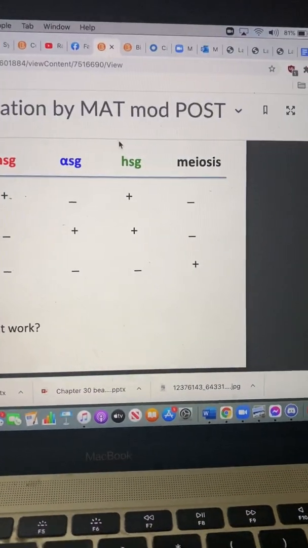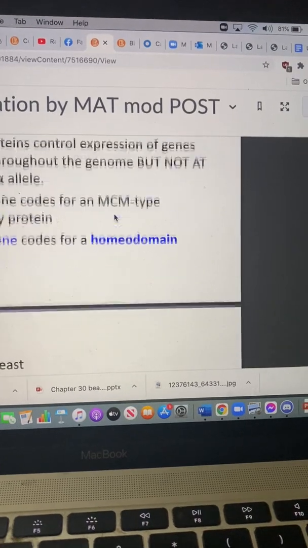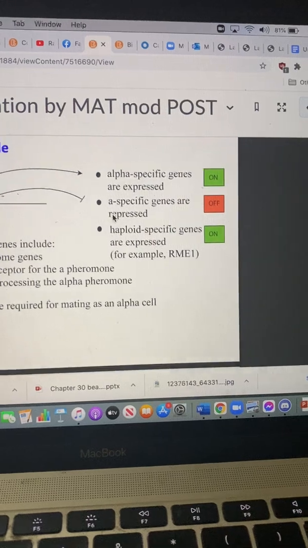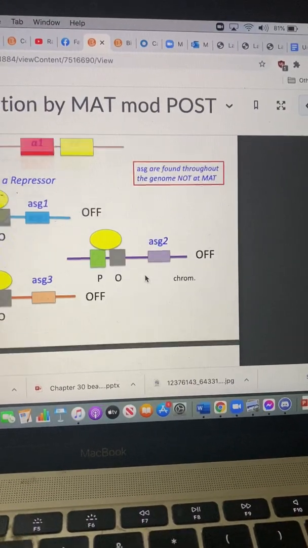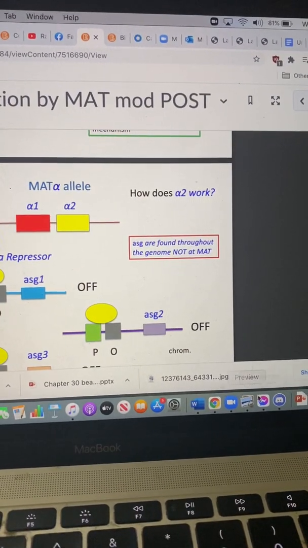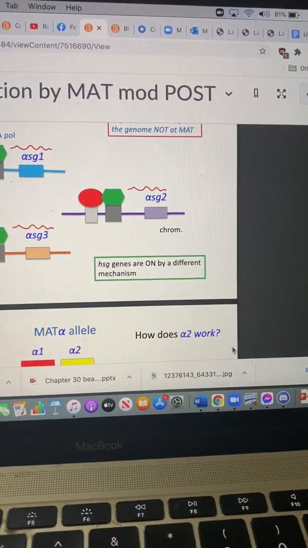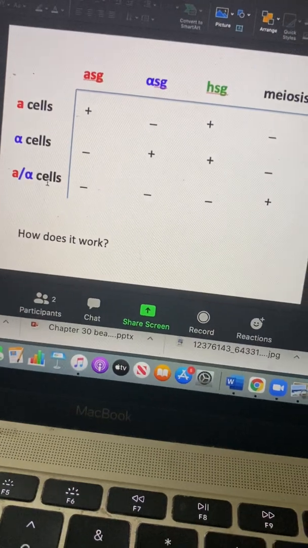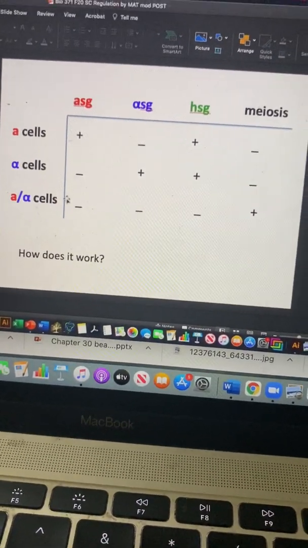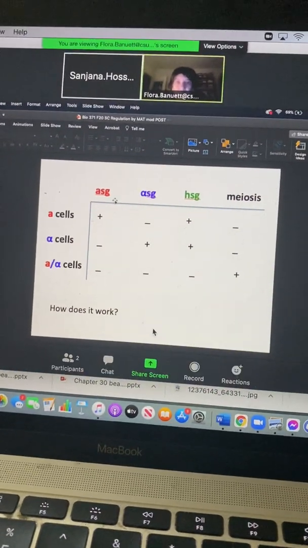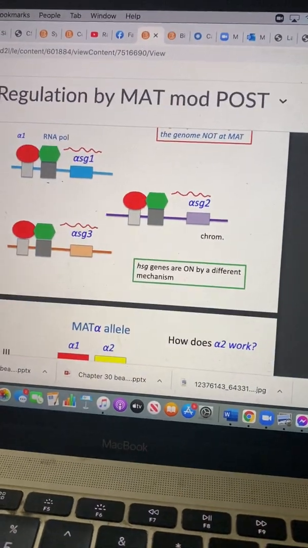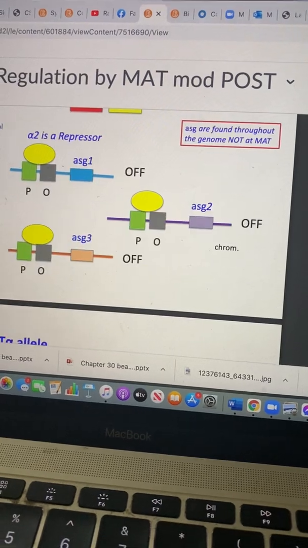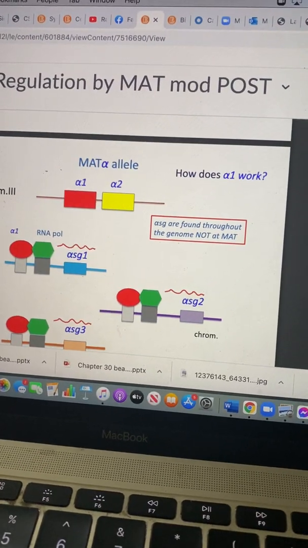Alpha cells do not express A specific genes, even though they have them, and they express alpha specific genes. They express haploid specific genes, and they cannot undergo meiosis. And then A alpha cells do not express A specific genes, do not express alpha specific genes, do not express haploid specific genes, but can undergo meiosis.